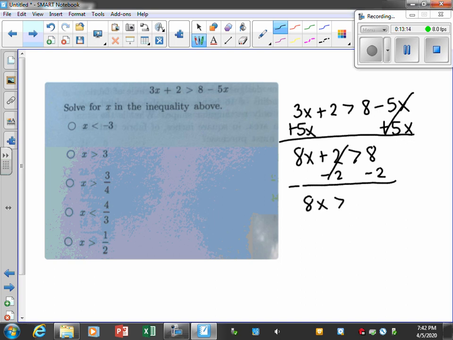8x is greater than 6. If they multiply by 8, divide both sides by 8. You always want to get x by itself, so x is greater than 6/8, which is divide by 2, divide by 2. That reduces to 3/4, so x is greater than 3/4.